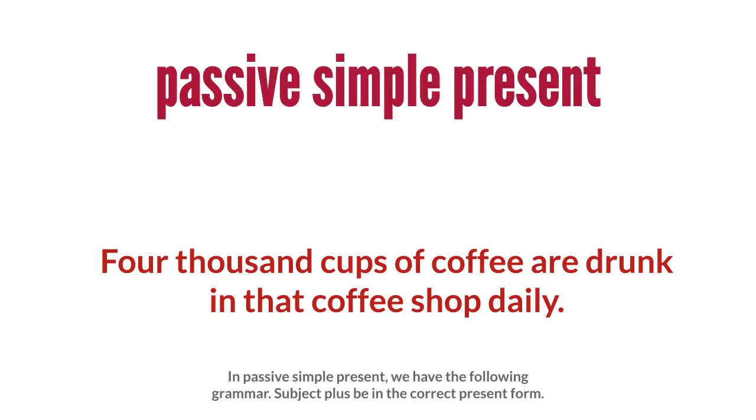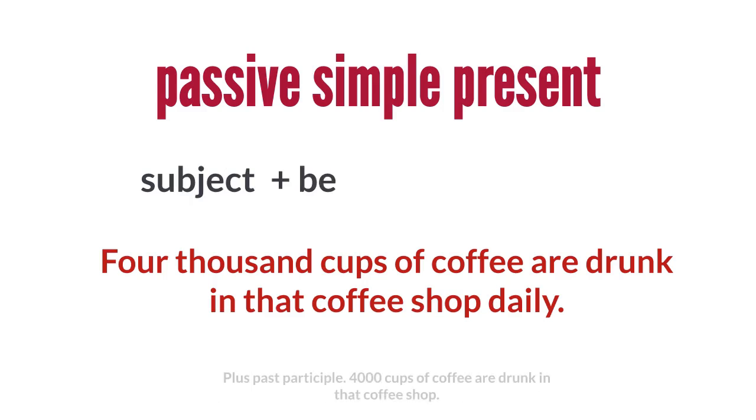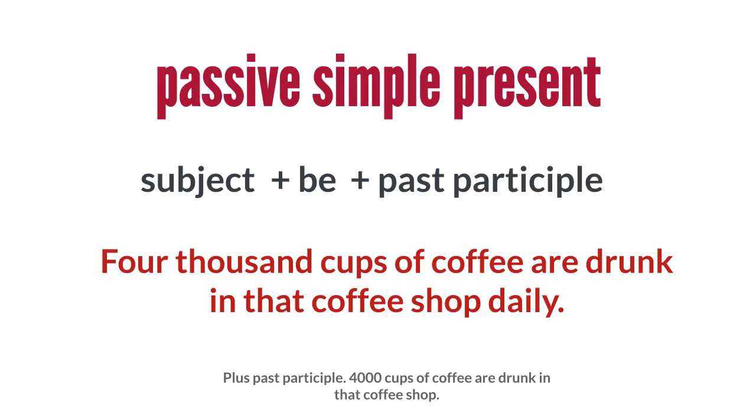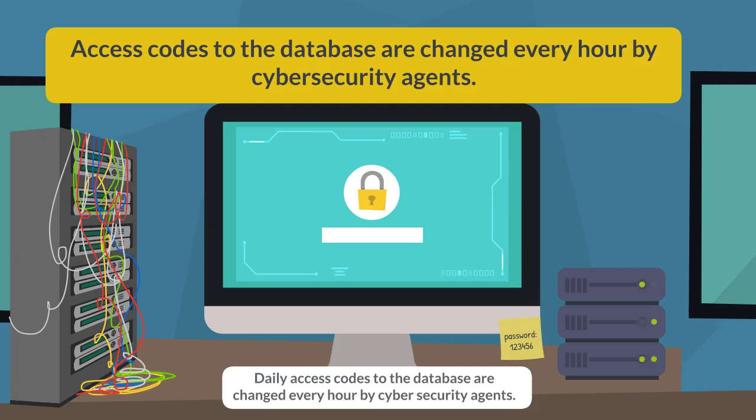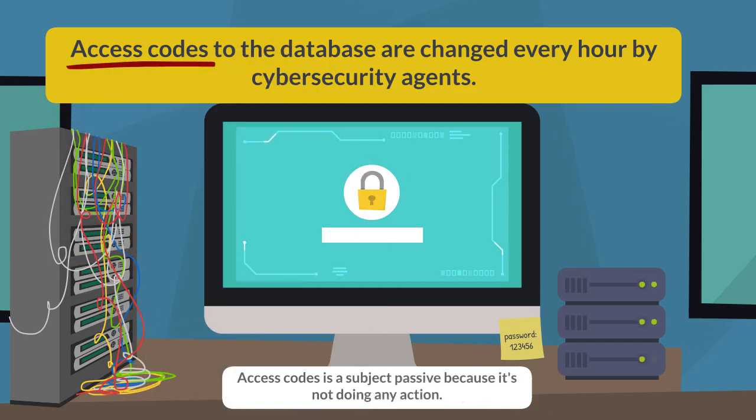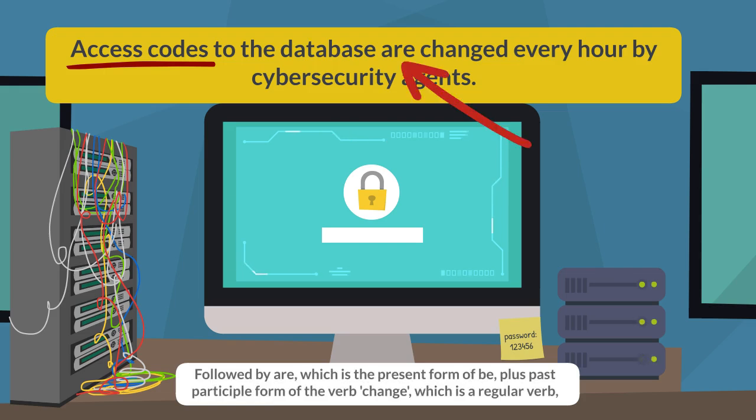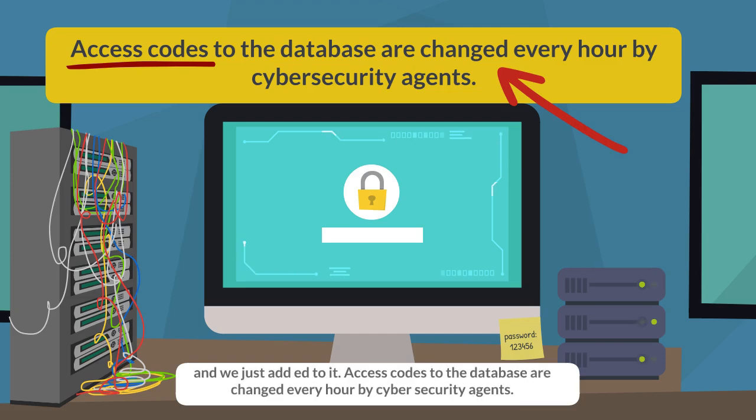In passive simple present, we have the following grammar: subject plus be in the correct present form, plus past participle. 4,000 cups of coffee are drunk in that coffee shop. Daily access codes to the database are changed every hour by cybersecurity agents. Access codes is a subject, passive, because it's not doing any action, followed by are, which is the present form of be, plus past participle form of the verb change, which is a regular verb, and we just add ed to it. Access codes to the database are changed every hour by cybersecurity agents.